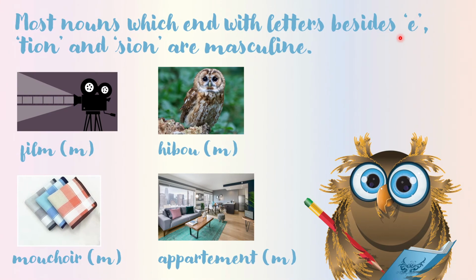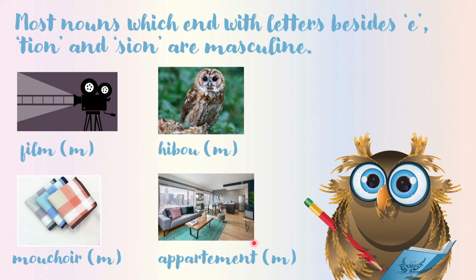Now, the other nouns, that is those which don't end with E, tion, sion, by default become masculine. Not all of them, most of them. For example, film ends with an M, it is masculine. Hibou is an owl. Okay, can you see this owl here? An owl is called a hibou. Okay, so hibou ends with U, it is masculine. A mouchoir is a handkerchief, ends with R, it is masculine. Appartement ends with T, it is apartment, it is masculine.